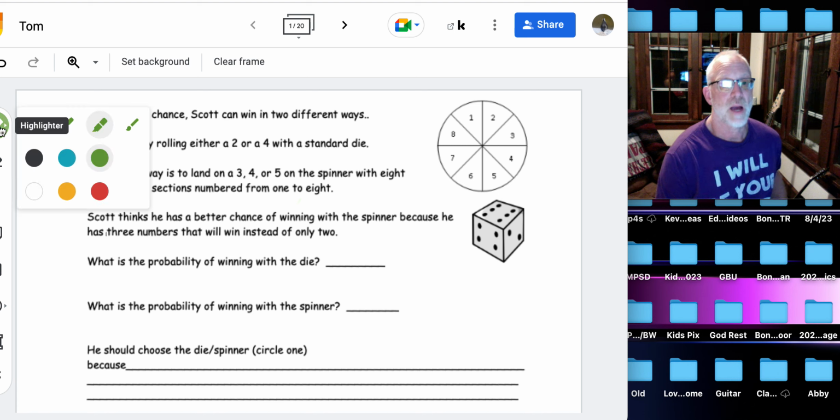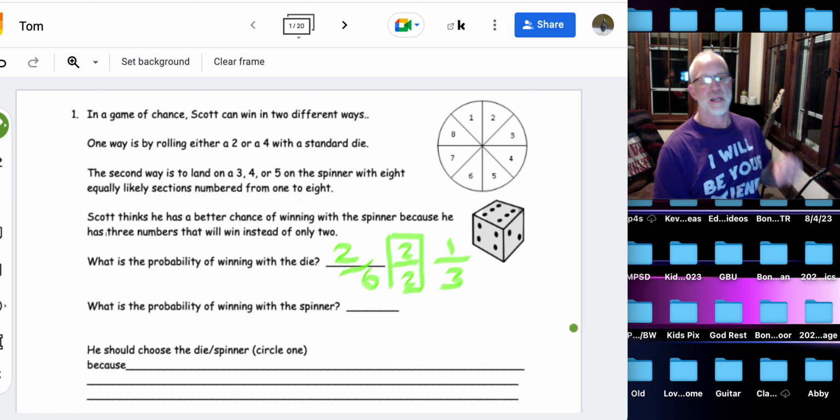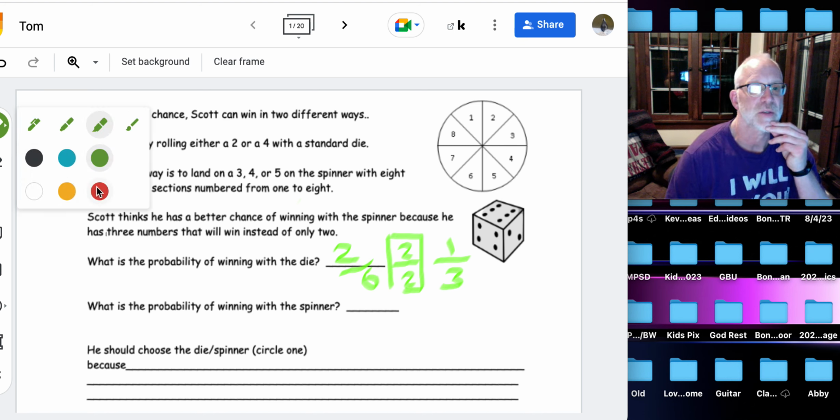Well, how many winners are there on the die? Let's see, we have 2 ways to win, a 2 or a 4. And how many total sides? There's 6 total sides, so 2 out of 6. Or you can reduce this, because if we divide by a giant 1 here, we could go 2 divided by 2 is 1, and 6 divided by 2 is 3. So we could say that that is the same as 1/3.